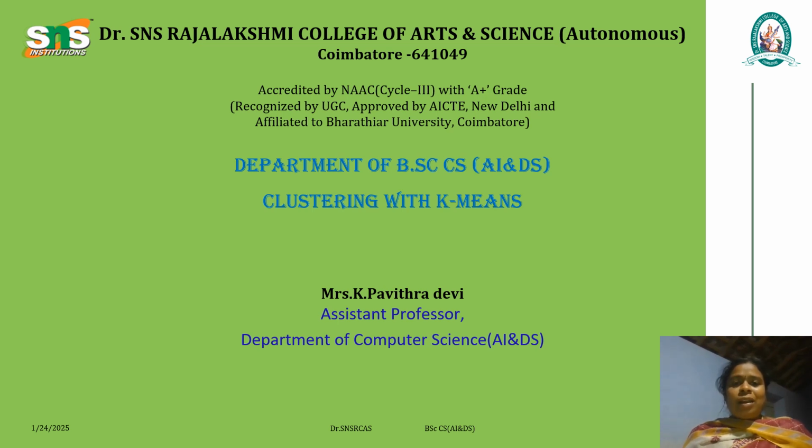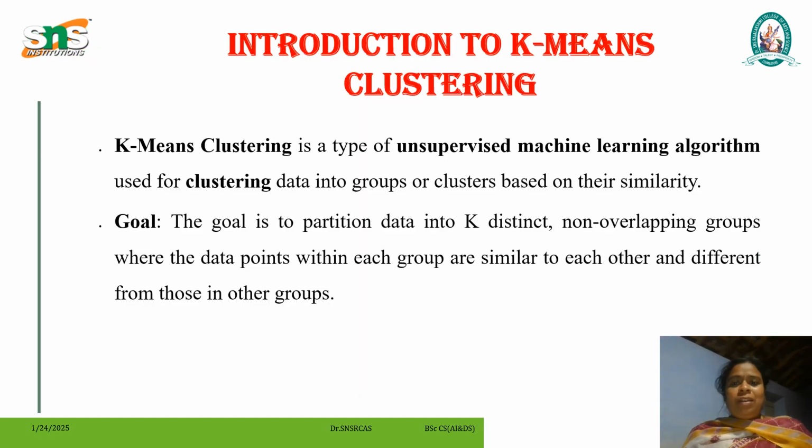Now I am going to take the class about clustering with K-means. Introduction to K-means clustering. K-means clustering is a type of unsupervised machine learning algorithm used for clustering data into groups or clusters based on their similarities. The goal is partitioning data into k distinct non-overlapping groups where the data points within each group are similar to each other and different from those in other groups.